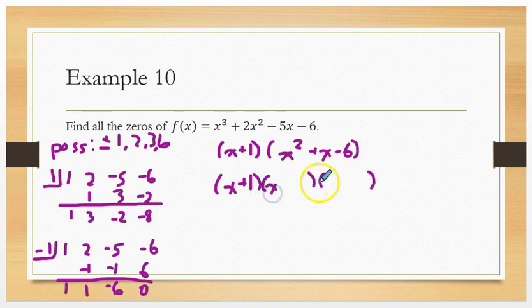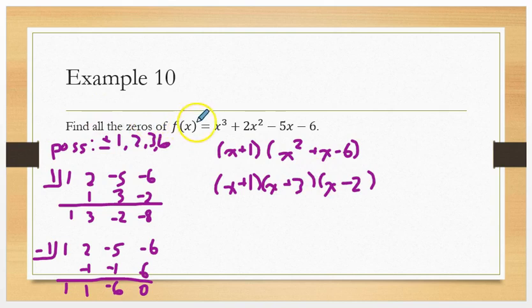Well, the first terms have to be x times x. I want some numbers that multiply to negative 6 but add up to 1. So I'm going to use positive 3 and negative 2. Because 3 times negative 2 is negative 6. But if you add the two numbers together, you get positive 1. So this one was factorable. If it isn't factorable, you will have to use the quadratic formula on it.